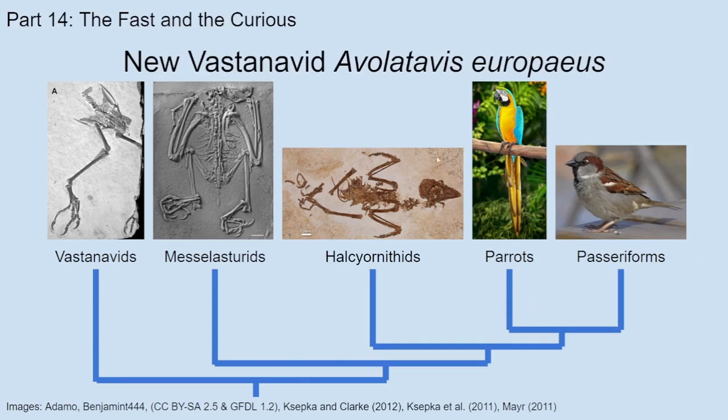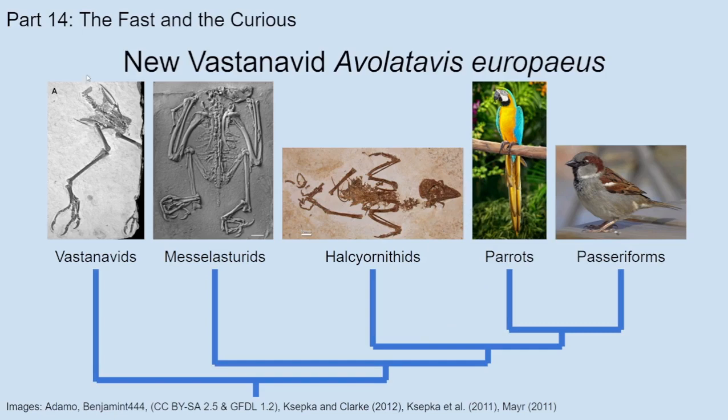And in addition, you can also see here the placement of two other fossil groups that have been considered at various times close to parrots, and we talked about this in the episode. So these are the mesolasturids, which are a group that have very strongly hooked beaks and might have been predatory. And then also the halcyornithids, which are another group that have robust but not hooked beaks, more pointed, triangular-looking beaks.